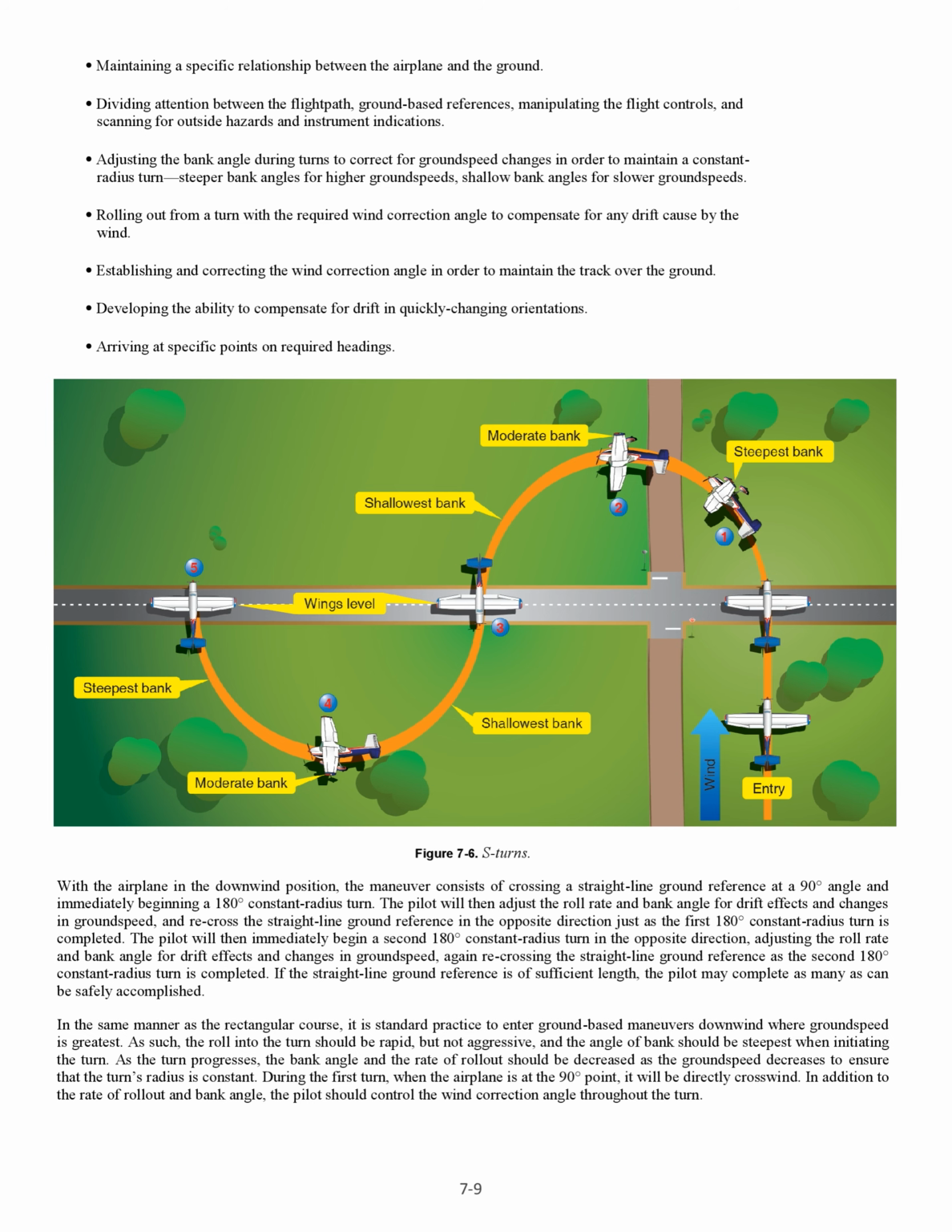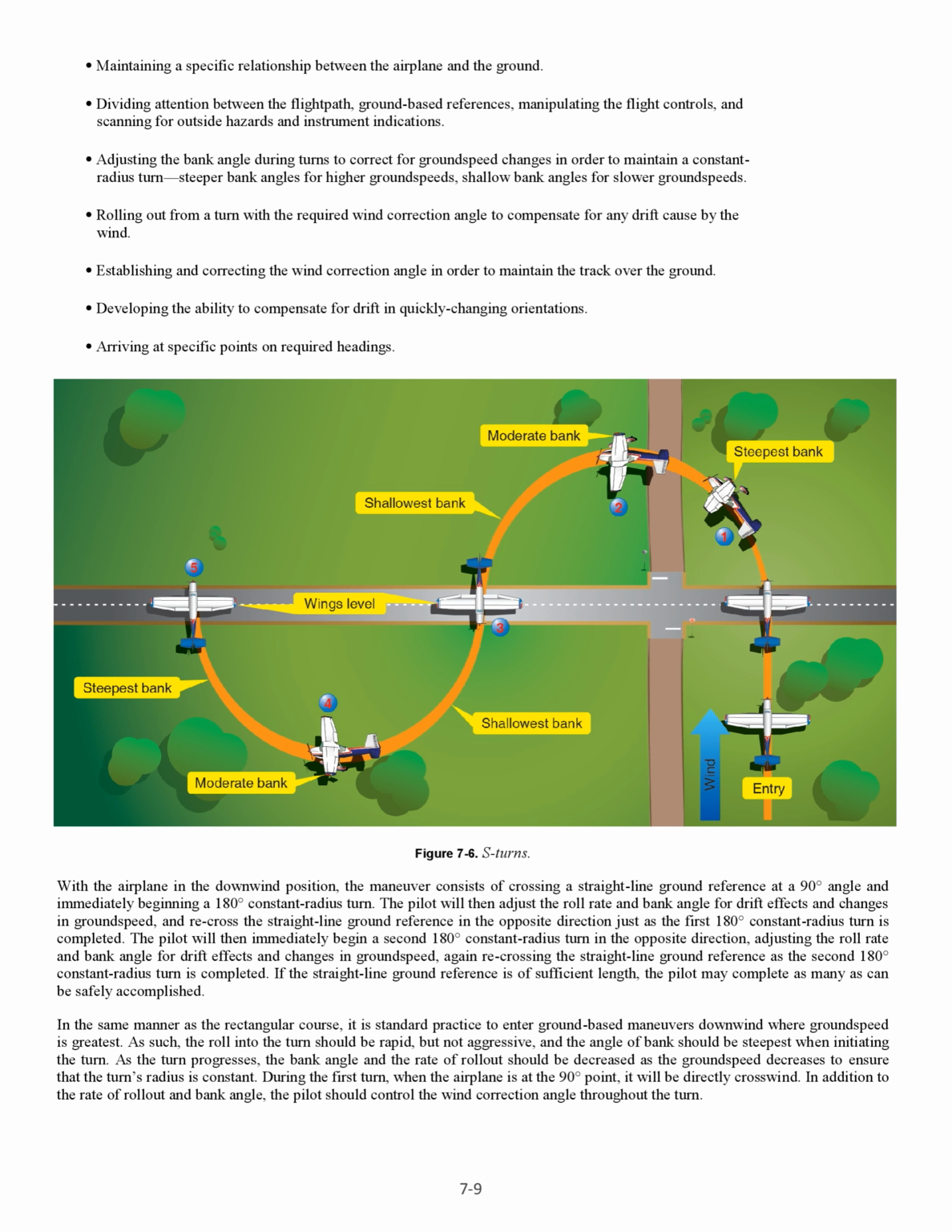With the airplane in the downwind position, the maneuver consists of crossing a straight line ground reference at a 90 degree angle and immediately beginning a 180 degree constant radius turn. The pilot will then adjust the roll rate and bank angle for drift effects and changes in ground speed, and recross the straight line ground reference in the opposite direction just as the first 180 degree constant radius turn is completed. The pilot will then immediately begin a second 180 degree constant radius turn in the opposite direction, adjusting the roll rate and bank angle for drift effects and changes in ground speed, again recrossing the straight line ground reference as the second 180 degree constant radius turn is completed.